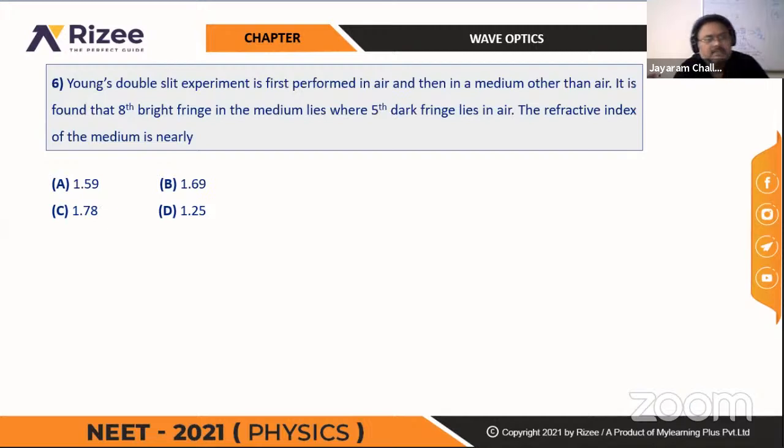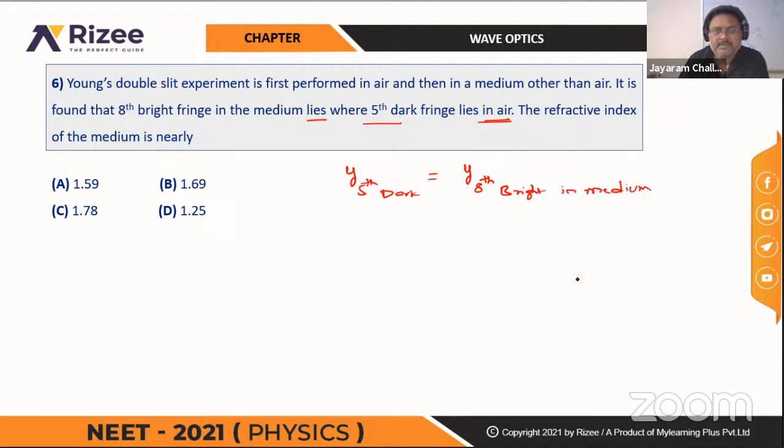Okay, next one. Young's double slit experiment is first performed in the air and then in a medium other than air. It is found that the eighth bright fringe of the medium lies where the fifth dark fringe lies in the air. That means the distance of the fifth dark fringe in the air, that is y of the fifth dark. Now on introducing the medium, at the same distance you are getting the eighth bright in the medium. So this is the information he has given.